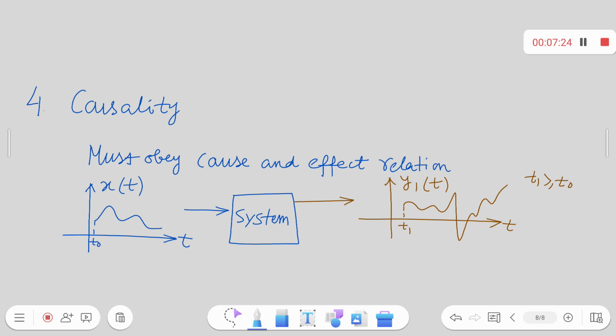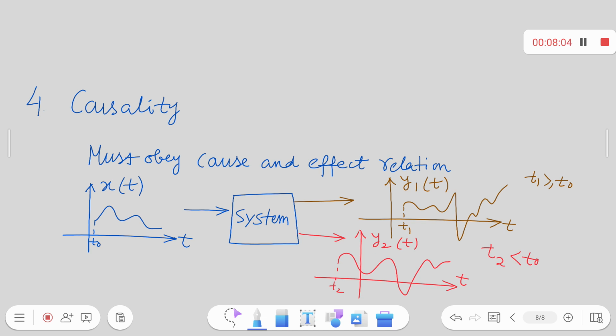If not, that means I am having this kind of output, the second type of output, say let it be y2 of t. This is t. This is y2 of t. And the variation is something like that. And it is quite obvious that if this point is t2, then t2 is obviously less than t0. Now, had this been the case, that means your output starts appearing even if the input is not present.